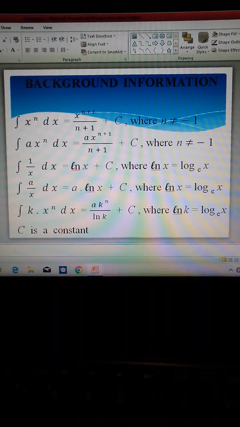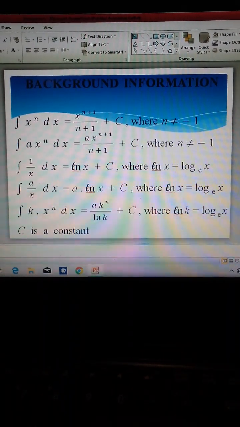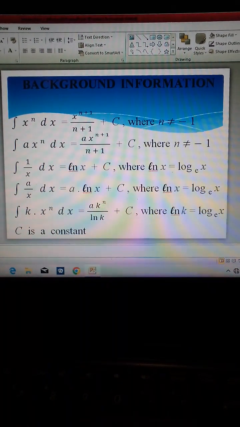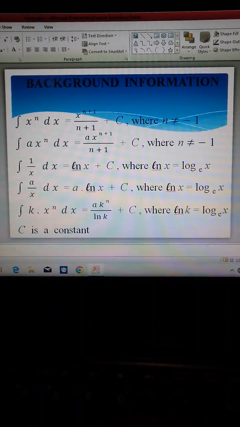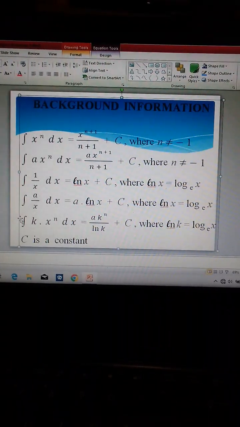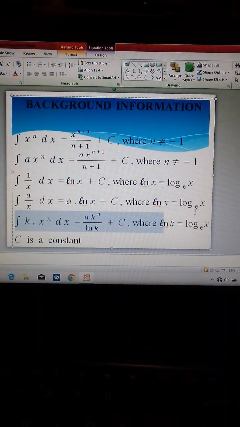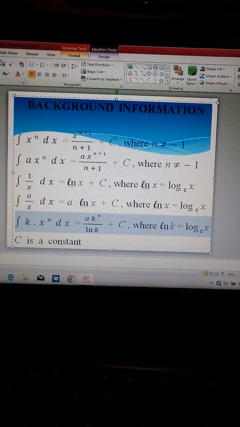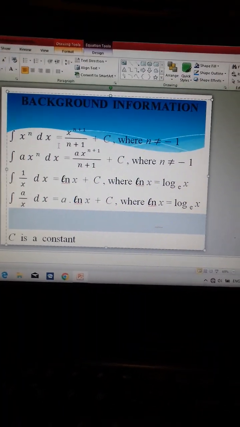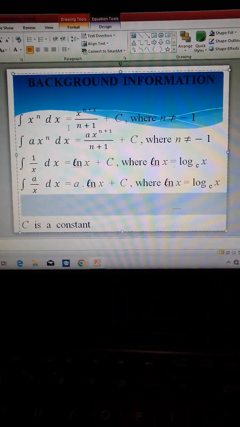Okay, there's a mistake in the last one, right? What I need you to know is that when x is an exponent, you use the last one. I made a mistake, I'm going to have to check my source. So please just ignore this one for now. I'll explain it in the next segment. Please note that c is a constant, right?